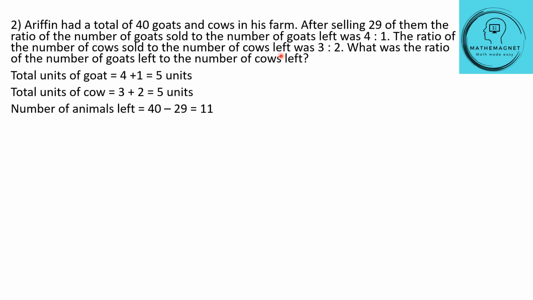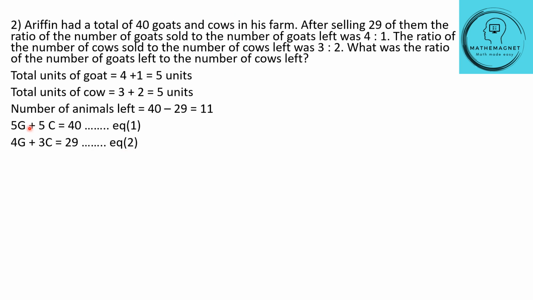Now, we also know about the number of animals left. 40 animals were there initially and 29 were sold. So 40 minus 29 will be equal to 11. Now we can start writing the equation like this. Initially there were 5 units of goat plus 5 units of cow and that is equal to 40. Same way, we can say the second equation as 4 units of goat plus 3 units of cow, taking the factors of the number of goats and cows that were sold from both these ratios. 4 units of goat was sold and 3 units of cow was sold and that is equal to 29. Let's name them as equation 1 and equation 2.